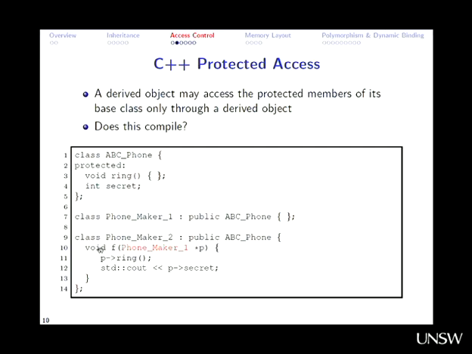We've got this void function f that takes in a PhoneMaker1 object, and we call p, okay, so that's a pointer p pointing to ring on that, and also we try to print out p pointing to secret. Now the question is, does this code compile?